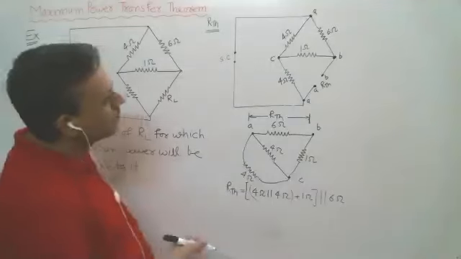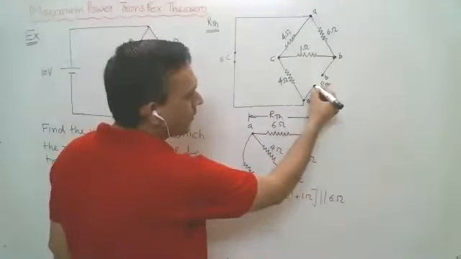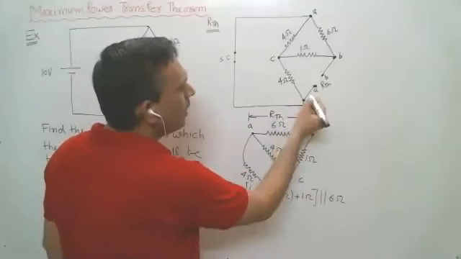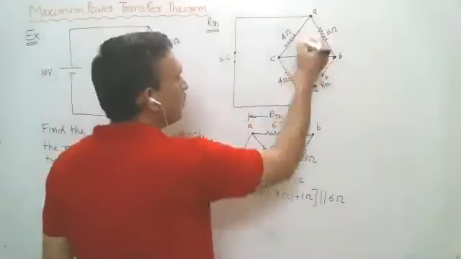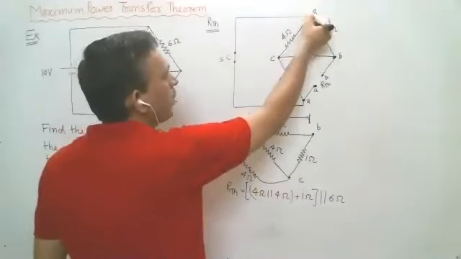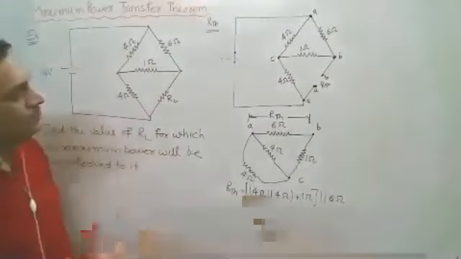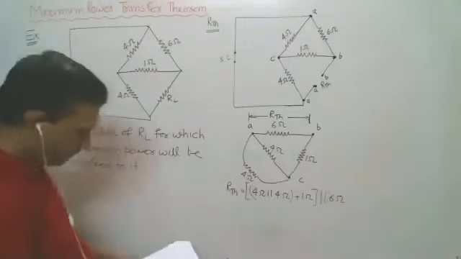Why is the lower point also A? You can see this point is A, so that is the same point here. These are the common points, and that's why I have taken this point as also A, because this point is short circuited with this point. You can see, they are the common point. Okay, sir. Now calculate RTH.